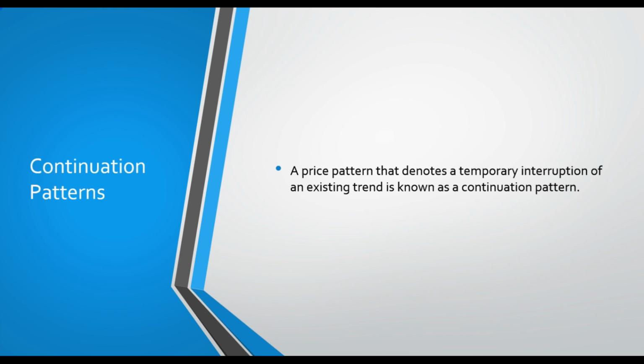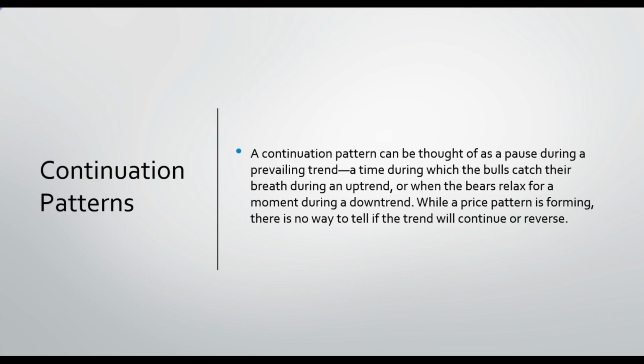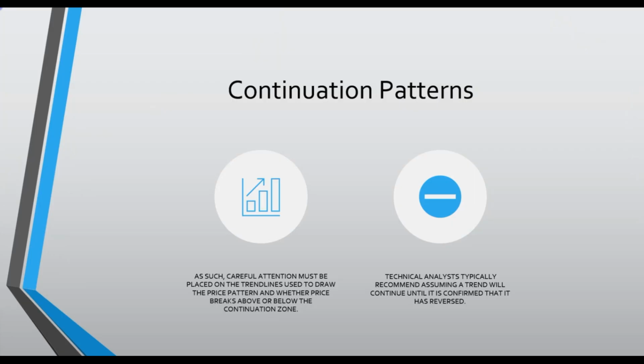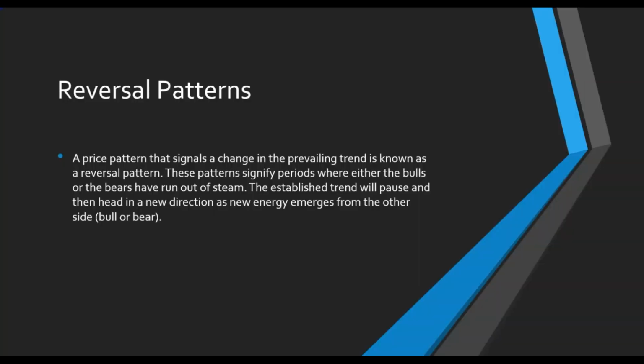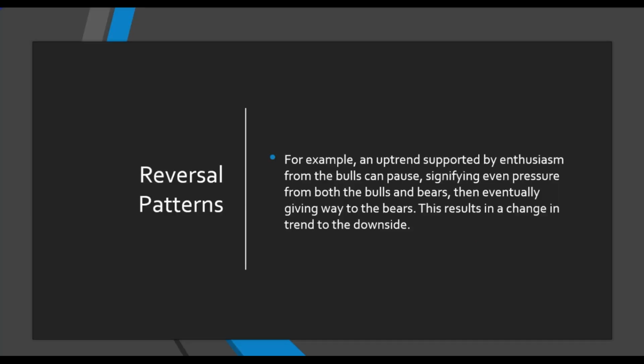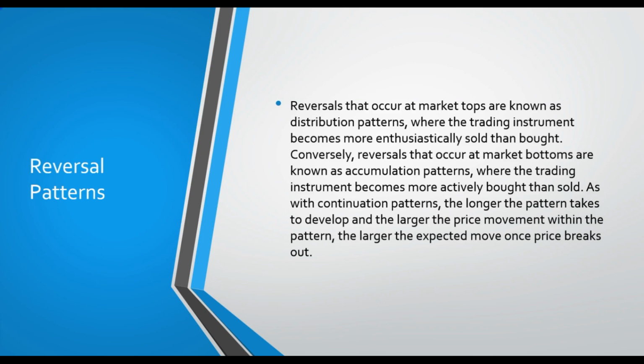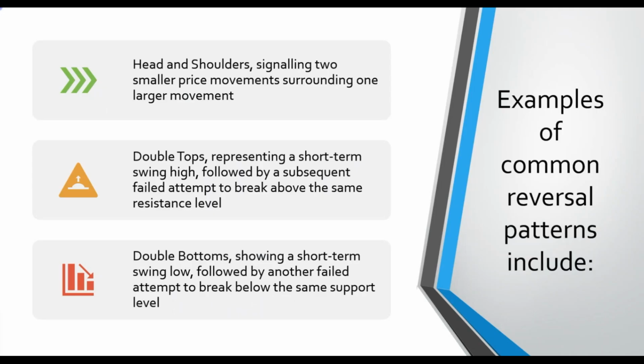A price pattern that denotes a temporary interruption of an existing trend is known as a continuation pattern. As such, careful attention must be placed on the trend lines used to draw the price pattern and whether price breaks above or below the continuation zone. We have things like pennants, flags, and wedges. And then we have reversal patterns. A price pattern that signals a change in the prevailing trend is known as a reversal pattern. These are things like head and shoulders, double tops, double bottoms.